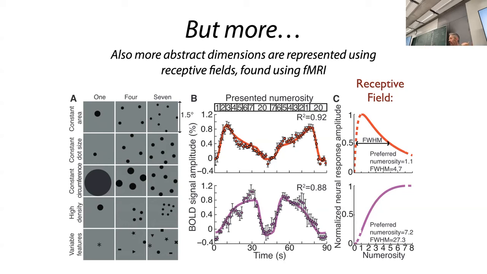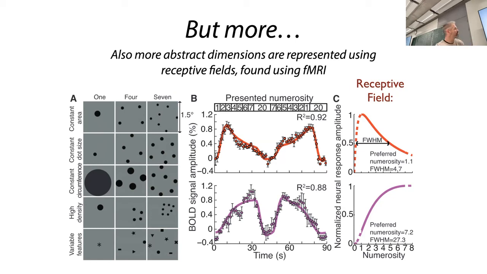And so they set out to do an fMRI experiment in humans to see whether this is the case. Can we find receptive fields to numerosity in the human brain? This is done by fMRI, but the receptive field analogy holds. So that's the backdrop.